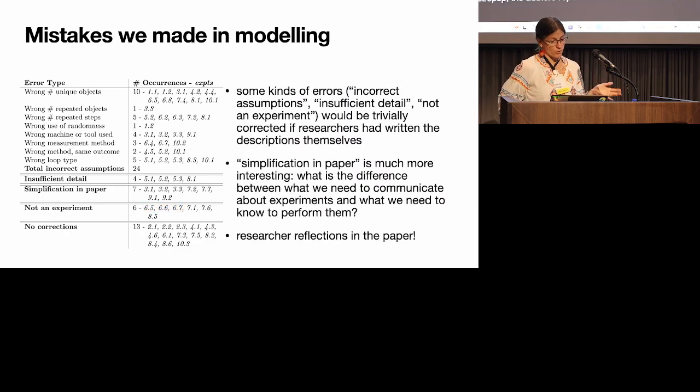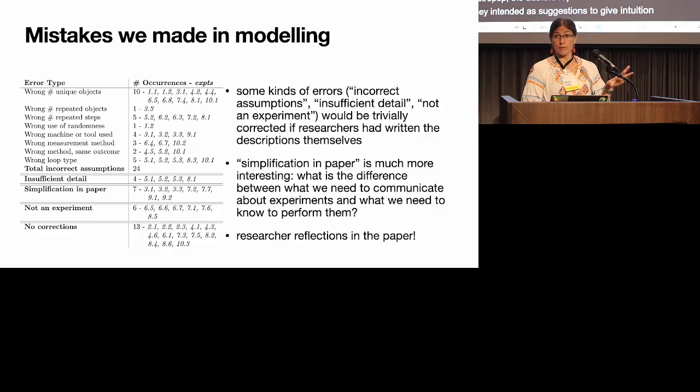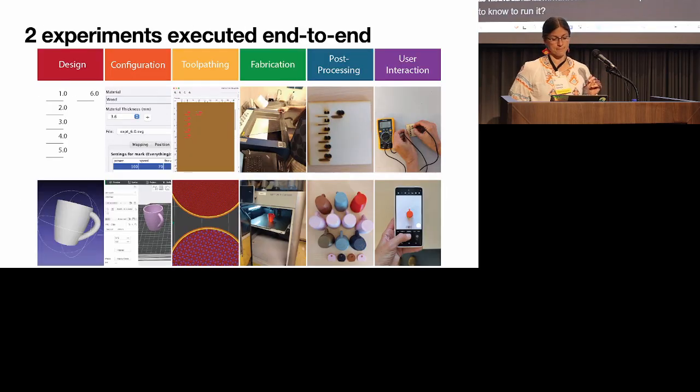Some of these kinds of errors would have been trivially corrected if the researchers had written the descriptions themselves, while the simplification error begs the question of what is the difference between what we need to communicate about an experiment and what we actually need to know to run it. FEDT helps make this kind of discussion possible. The researchers also gave us lots of reflections about the tool, which you can read about in the paper.